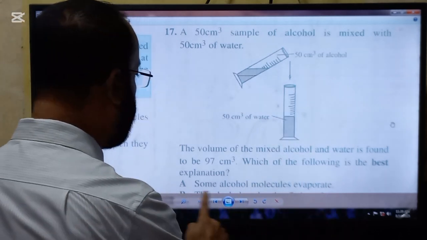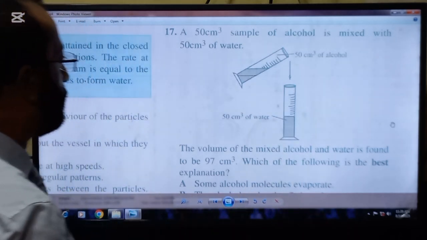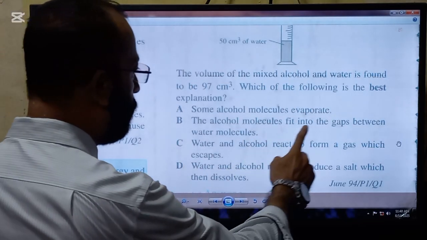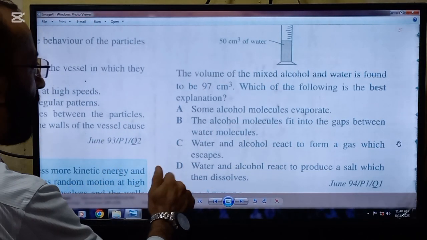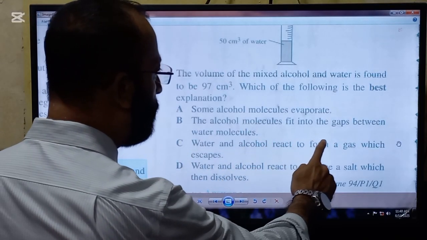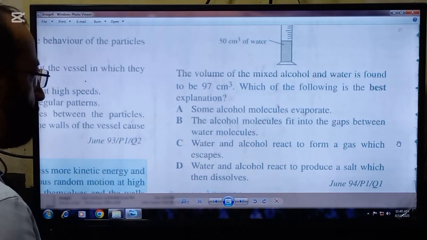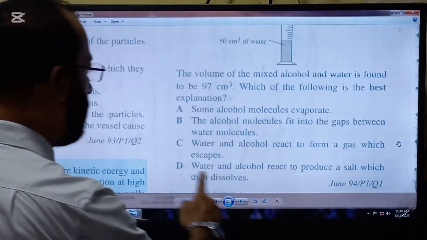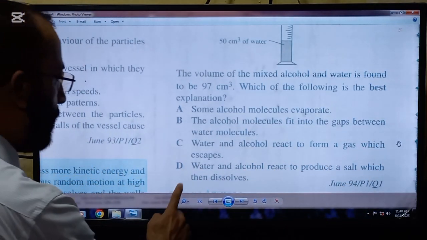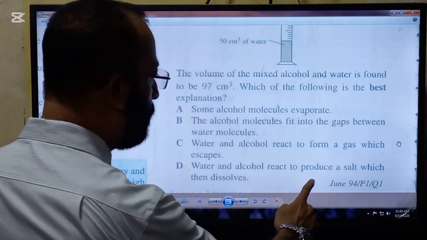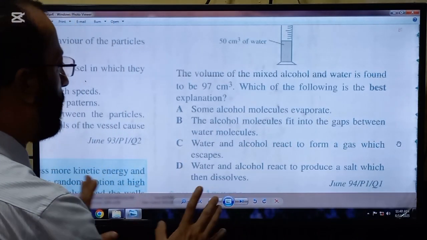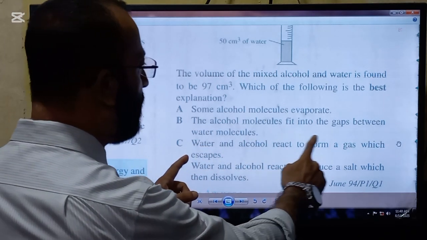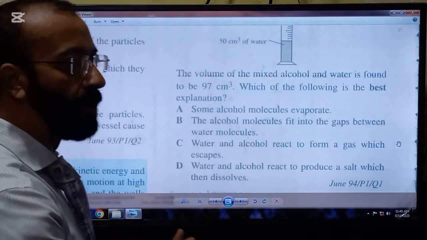Which of the following is the best explanation? And here are the options. A, some alcohol molecules evaporate. B, the alcohol molecules fit into the gaps between the water molecules. C, water and alcohol react to form a gas which escapes. And D, water and alcohol react to produce a salt which then dissolves. So the answer is B. The alcohol molecules fit into the gaps between the water molecules.